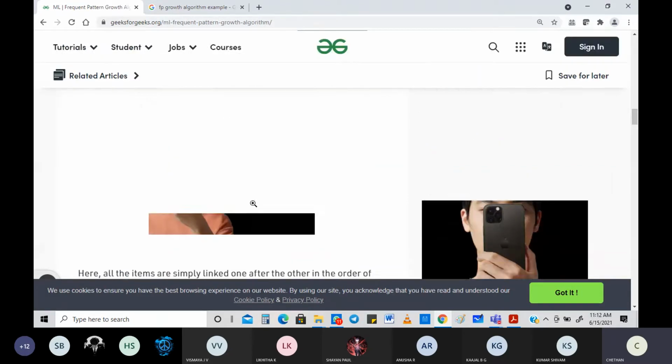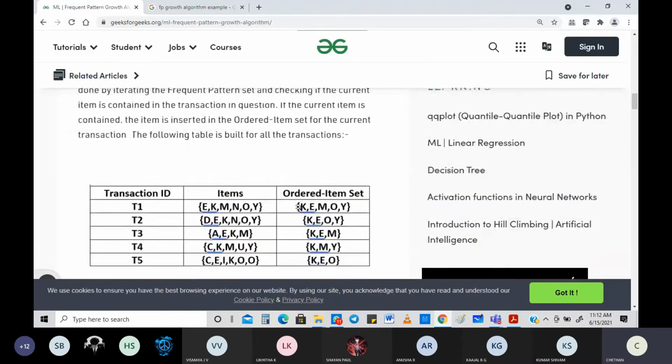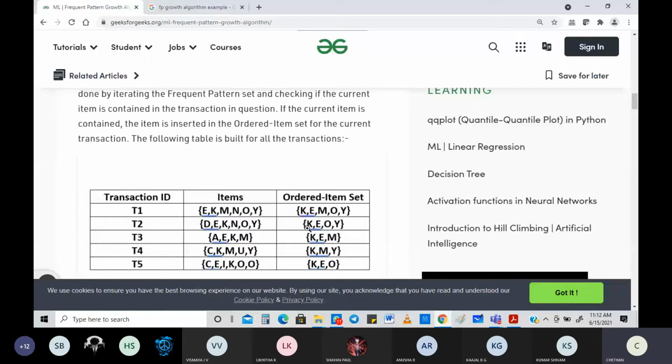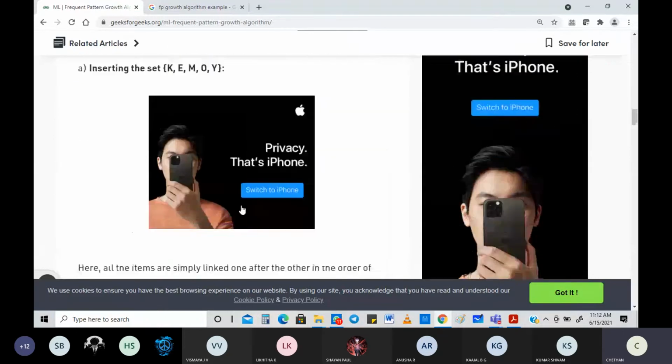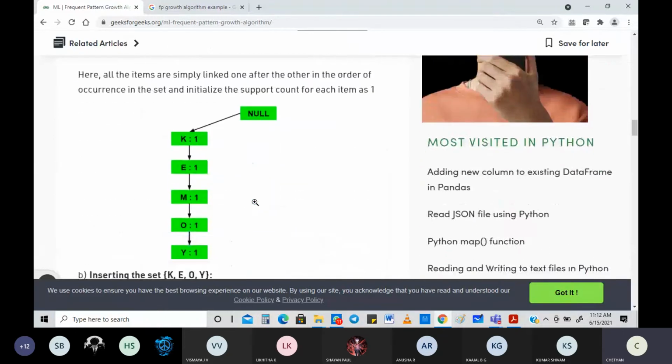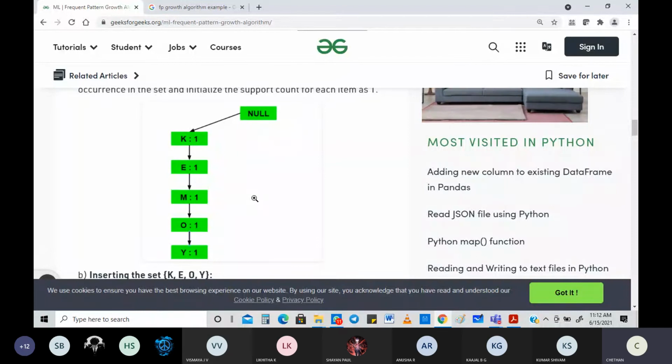The second transaction you look for is KEOY. So KEOY is the next transaction. Now in this, what needs to be done? This is again the part where you have to be very careful. Now they're saying KEOY. K is here, so you're going to increment that, so this K equal to 1 will become 2. KE, there's a direct connection here, so this will become 2.